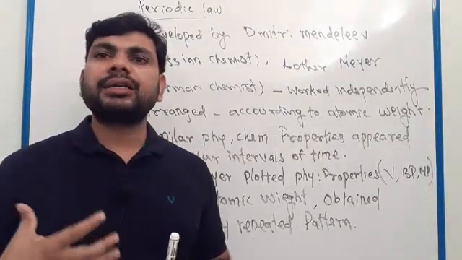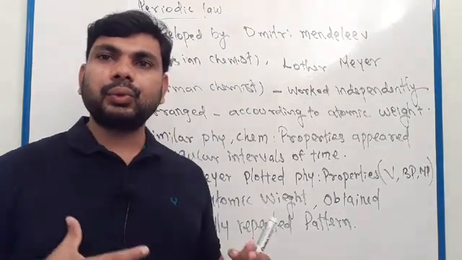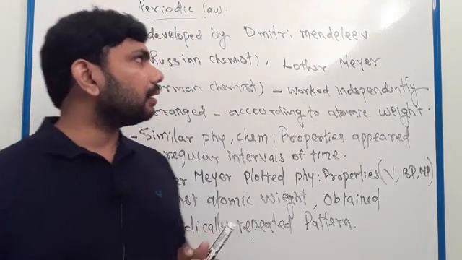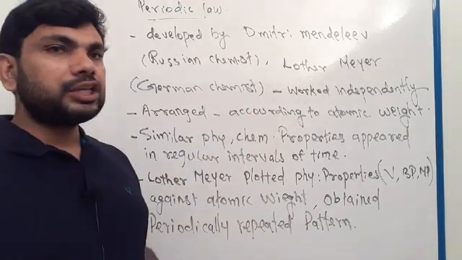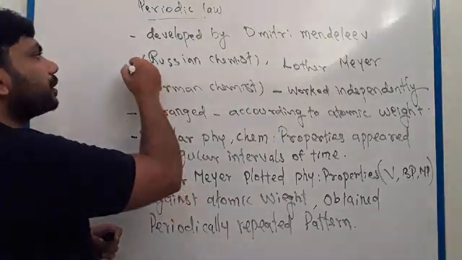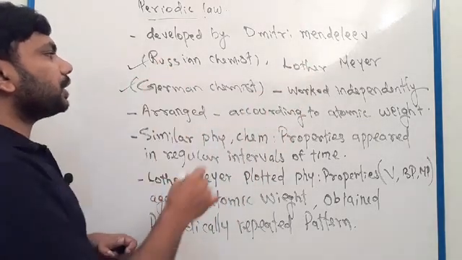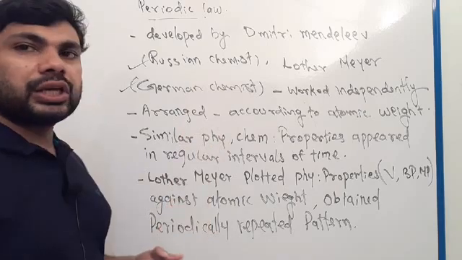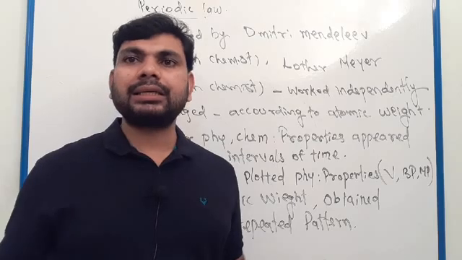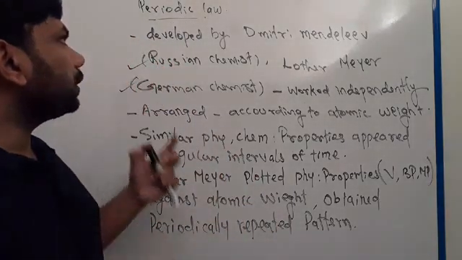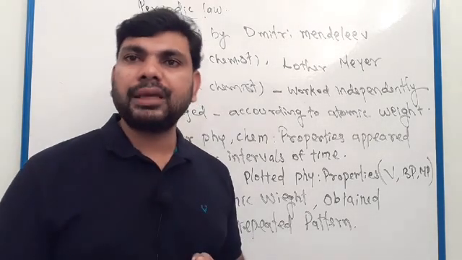Okay. Next, we have to understand the periodic law. The periodic law was introduced by two different scientists: Dmitri Mendeleev and Lothar Meyer. Dmitri Mendeleev was a Russian chemist, and Lothar Meyer was a German chemist. They worked independently, not together, and they both came to the periodic law. Both of them arranged the elements according to their atomic weight.